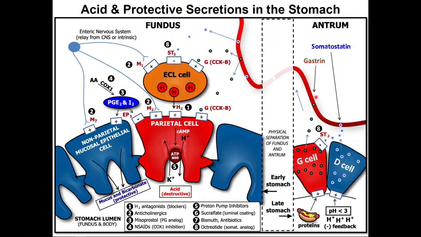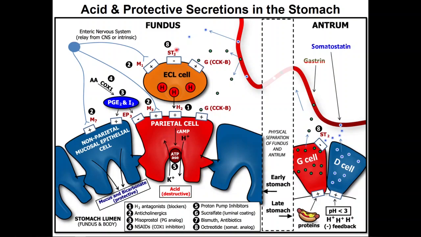However, somatostatin also travels through the endocrine pathway, and that can directly bind to the ECL cell to block histamine release. So again, somatostatin is going to be protective, gastrin is going to be pro-acid, so we need an appropriate balance so the stomach doesn't have too much acid.